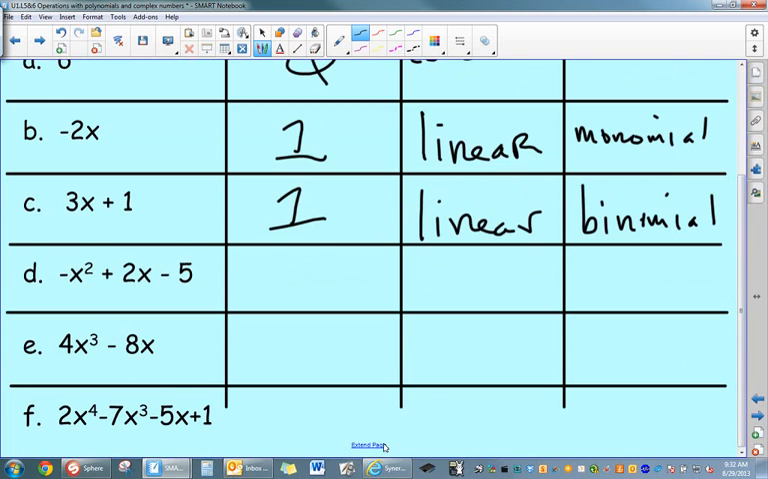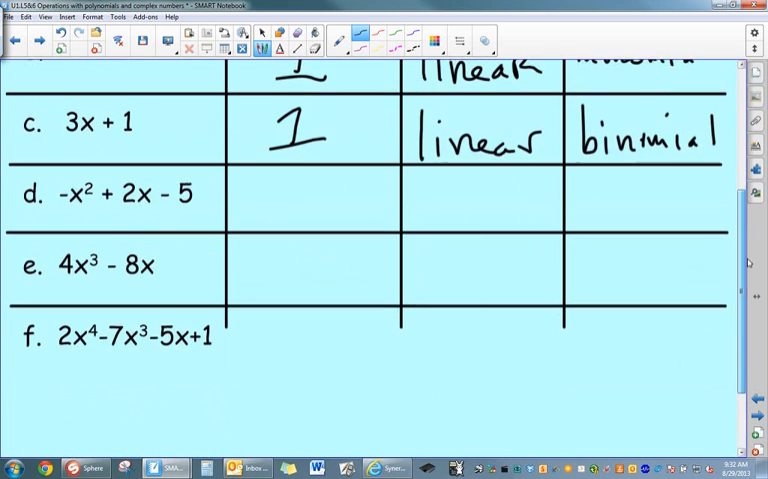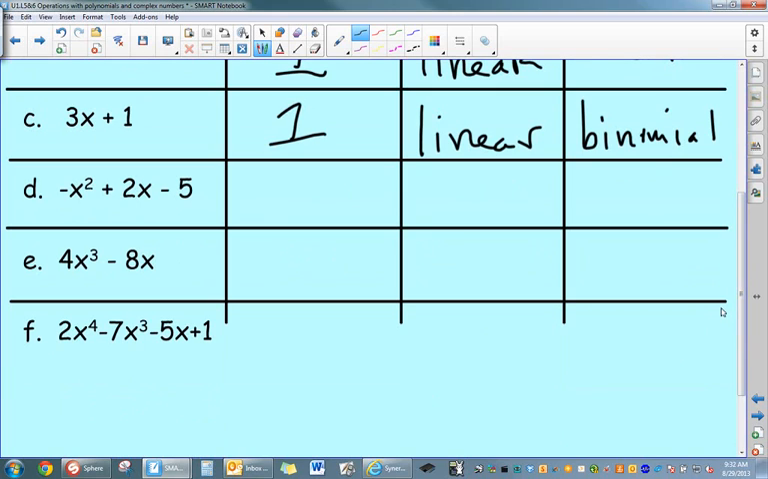All right, let's see if we can bust these last few out. D: negative x squared plus 2x minus 5. Anna, what is the degree on this one? What's the biggest exponent we see? Does anyone know what a second degree polynomial is called? Yeah, it makes a U. It makes a parabola. What do we call those? It starts with a Q. Quadratic, yeah, quadratic.